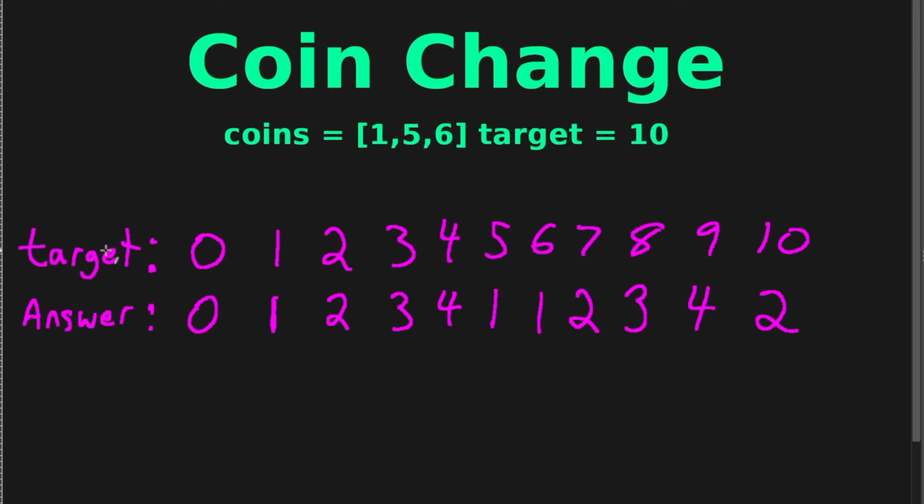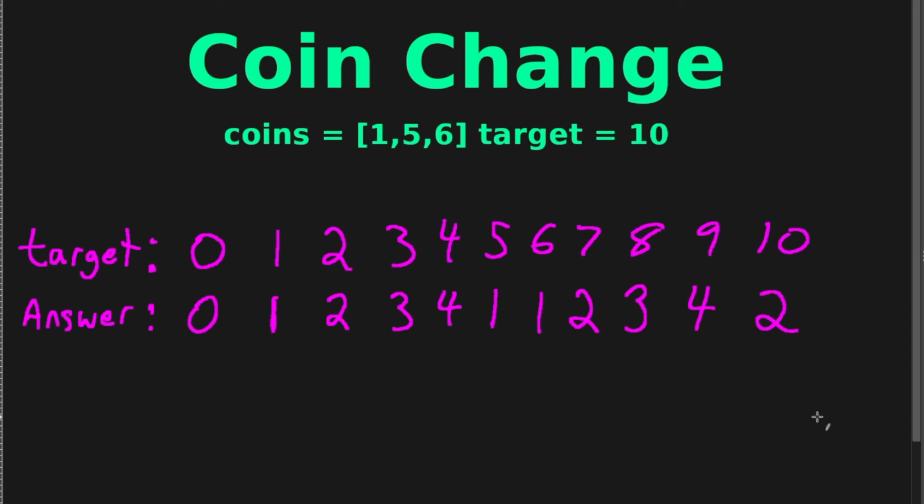For example, at this last value 10, we're just looking back over the sub-solutions for 9, so that's when the last coin's a 1, and for 5, so that's when we take a 5 as the last coin, and we have to look at the sub-problem of 4 for when we take the last coin of 6, and we just minimize over those values.